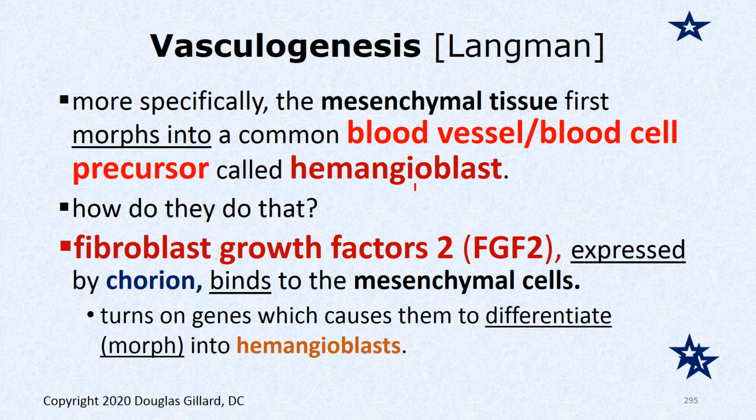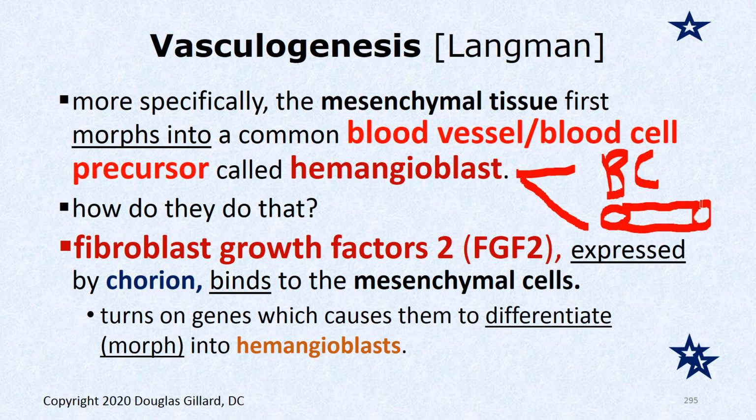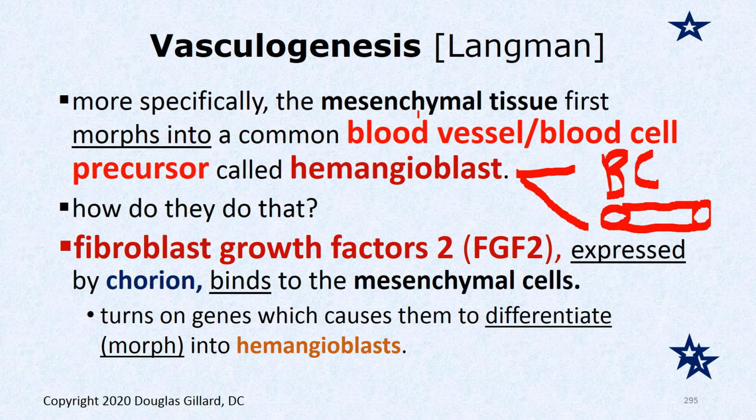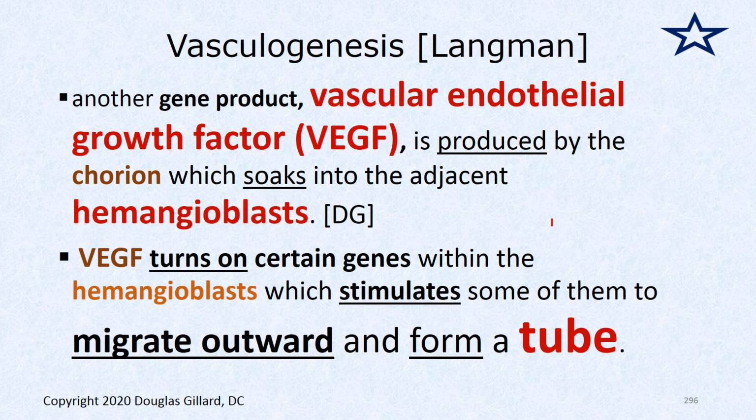It's still stem cell-like, but hemangioblasts can morph into blood cells, or they can morph into arterioles, venules, capillaries, even small arteries and veins. So that's what it can do, and that's what it does do. But it needs a little help, because right now we have FGF2 converting mesenchyme into hemangioblast. Its job is over, but now we need to morph them into these. And this is where our next factor comes in. This is called vascular endothelial growth factor.